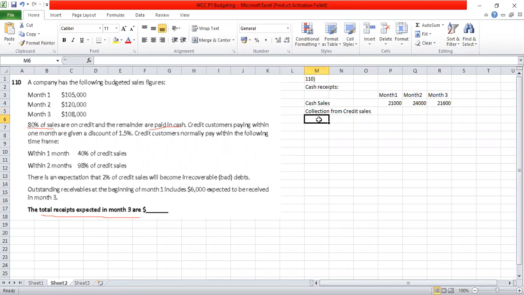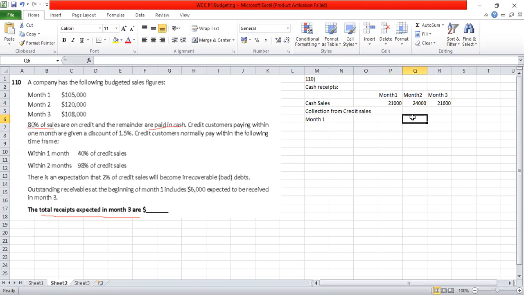So if we are talking about the first month, 20% will be collected here. So let's talk about month 1. If we are talking about month 1, cash sales are anyway received here. Then talk about the credit sales. Out of the credit sales, a part of it is collected in 1 month, another part of it is collected in the second month. So for the first month, we are talking about the remaining 80%.